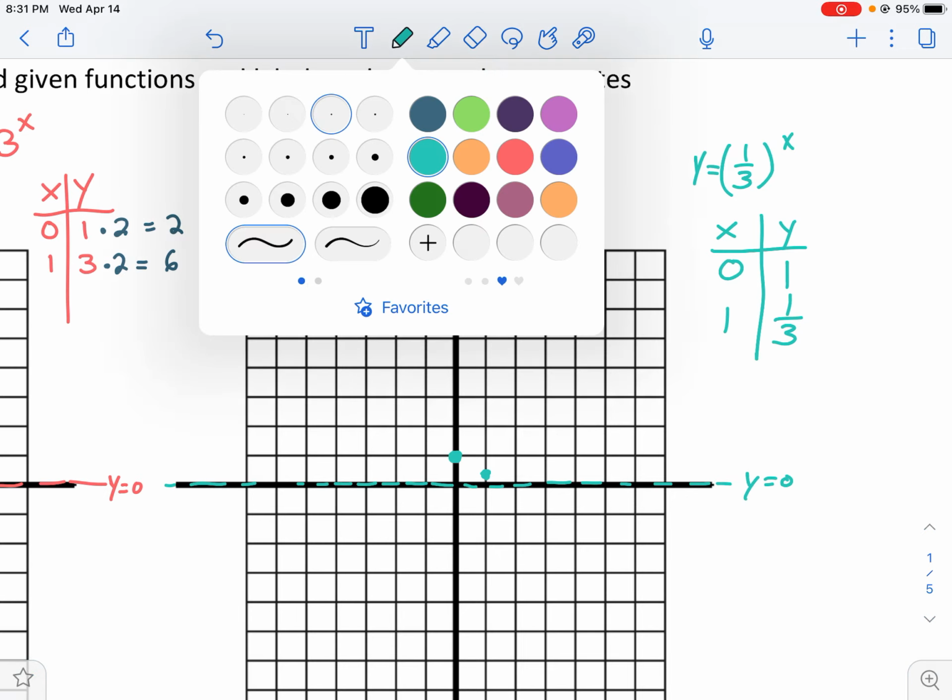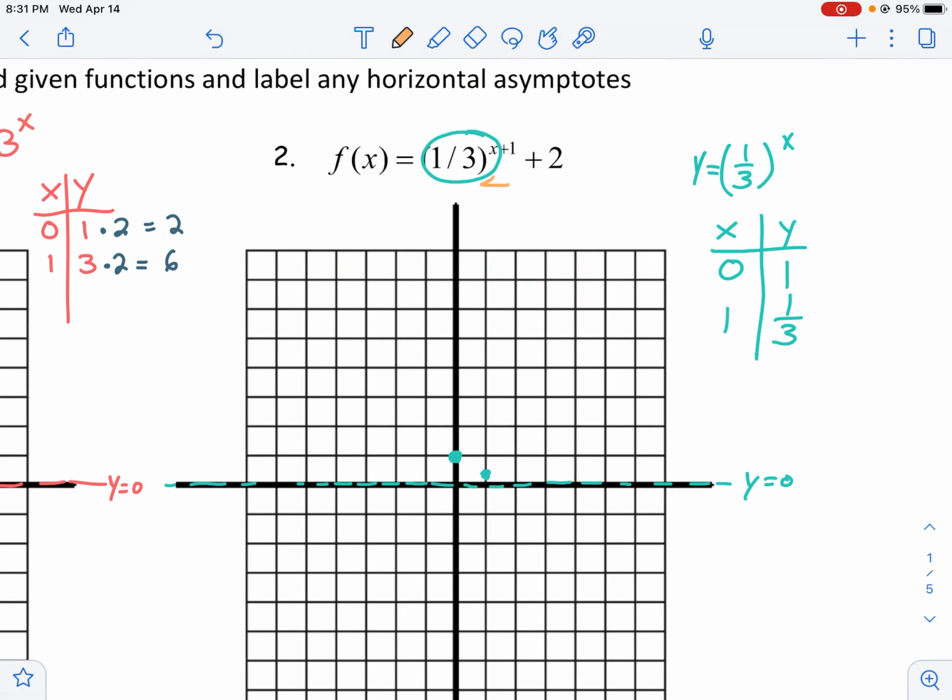And then we just do any transformations. In this case, the transformations are telling us to go left 1 and up 2. So we take all of these points to the left 1 and then up 2. Left 1, up 2 puts us here. We can't forget also that the horizontal asymptote will move up 2 with that vertical shift as well. So we have a new horizontal asymptote at y equals positive 2. And then we just go through those 2 points. And there's our exponential decay function.